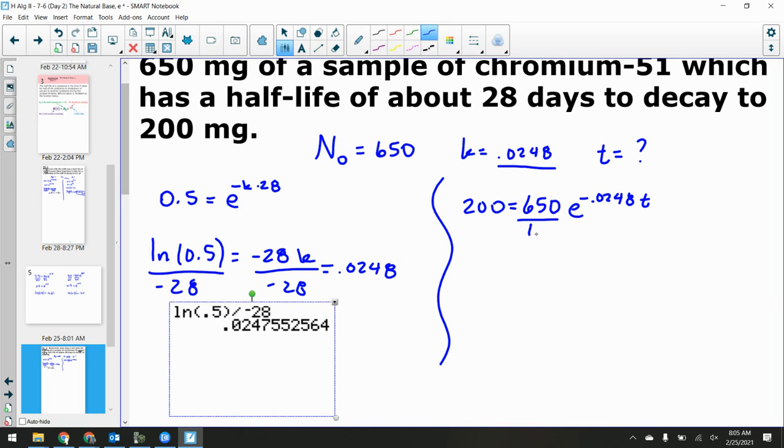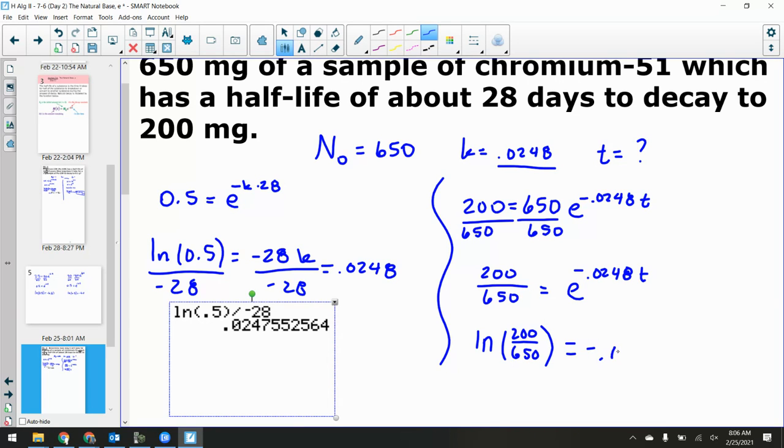All right, so we divide over the 650. We get our multiplication and division out of the way. I could leave that as an unsimplified fraction. I really don't care to simplify that. We're just going to plug it in our calculator in a second. 200 over 650 is e to the negative 0.0248 t. And then we take log base e of this, which is equal to the exponent. So ln of 200 over 650 is equal to negative 0.0248 times t.